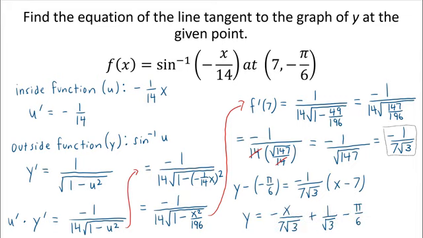Then we'll distribute on the right side of the equation, and then subtract pi over 6 from both sides to isolate y. And when we do, we get y equals negative x over 7 square roots of 3 plus 1 over square root of 3 minus pi over 6. And that is the equation of the tangent line to our graph when x equals 7.